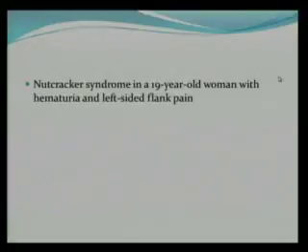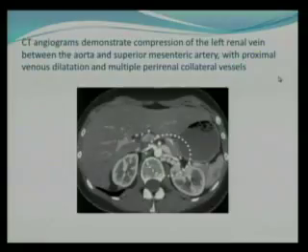Now we're talking about nutcracker syndrome in a 19-year-old woman with hematuria and left-sided flank pain. Of course I want you to focus here. What does the CT angiogram demonstrate? Compression of the left renal vein. Let's look at the left renal vein. This is the left renal vein here, correct? This is the abdominal aorta. This is the superior mesenteric artery. This is the right and the left renal vein.